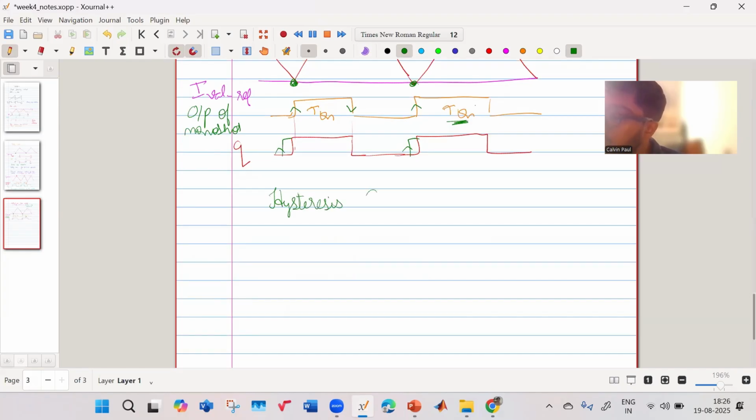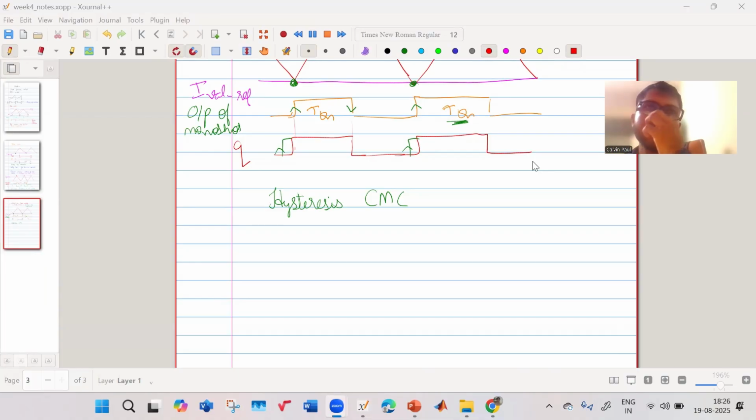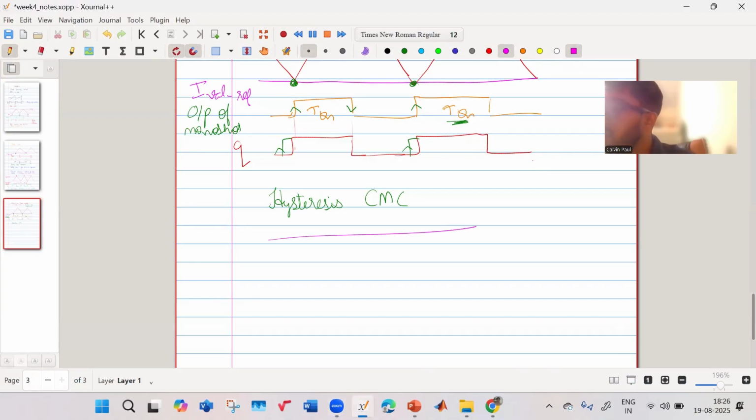So can anyone tell me what is hysteresis? Anyone has any idea what it is? Does hysteresis exist practically or not? There will be an upper limit and lower limit. Within those two bounds, this inductor current will be varying. Okay. That's right.